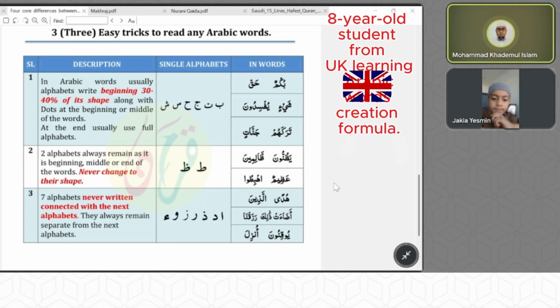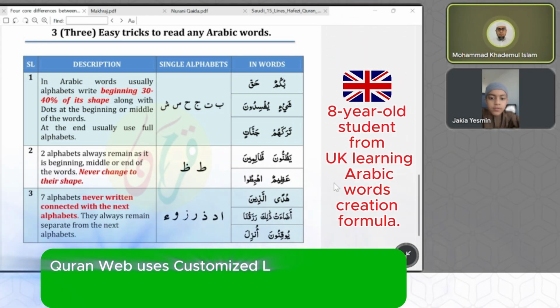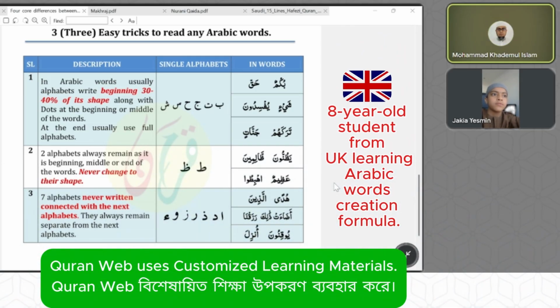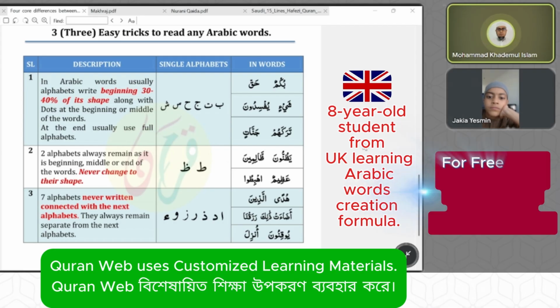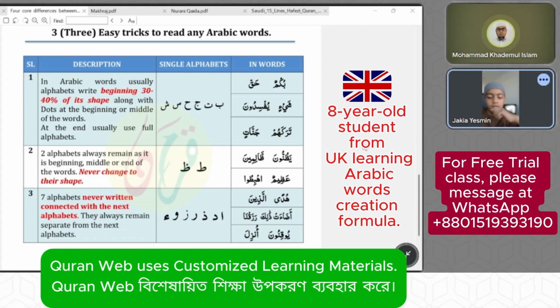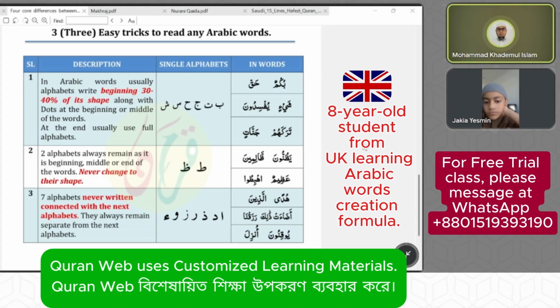So it's important to know how we can find the alphabet from an Arabic word. Here on the screen you can see there are three easy tricks to read any Arabic words. If we keep these three tricks in our mind, we can read any Arabic word. All words of the Holy Quran shall be easy for us, inshallah.